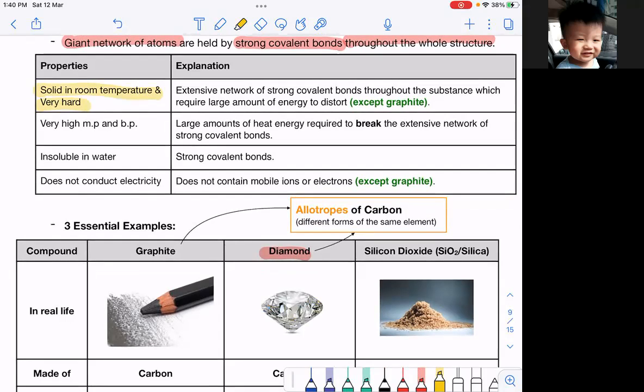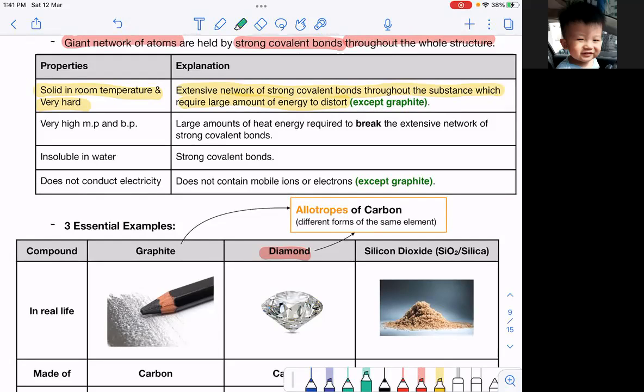Okay, I trust that you can read yourselves now. Extensive network of strong covalent bonds throughout, so a large amount of energy is needed to distort it. So you don't destroy it so easily. Diamond is the hardest substance in the world. I don't even know how they cut diamond, because you use diamond to cut rocks. When they're excavating and digging deep holes, the tunnel digger uses diamond. If not, the bedrock is so hard it will crack the drilling tool. So you cannot use metal, you must use diamond.